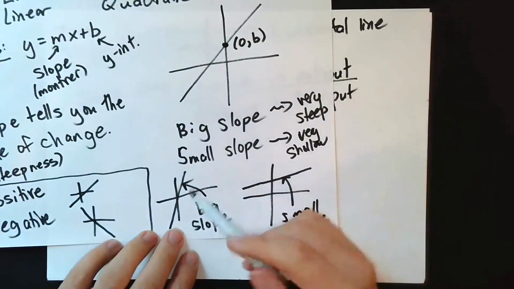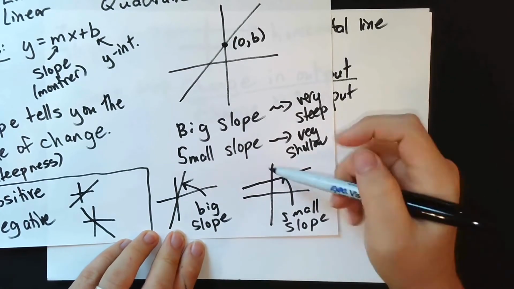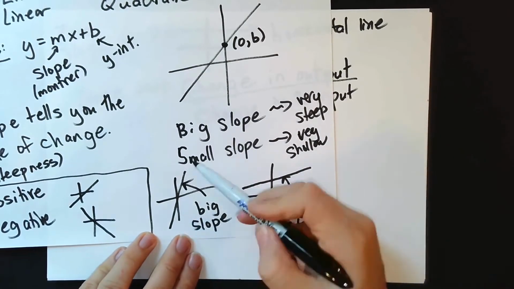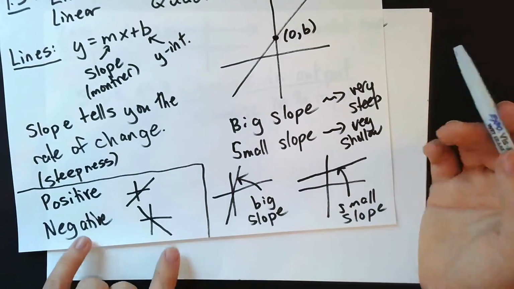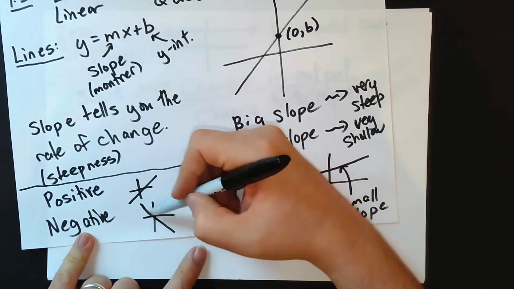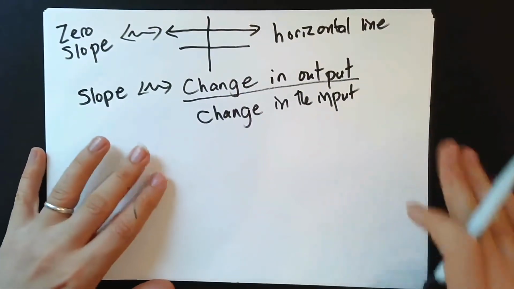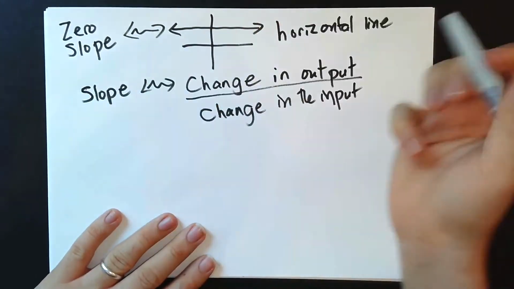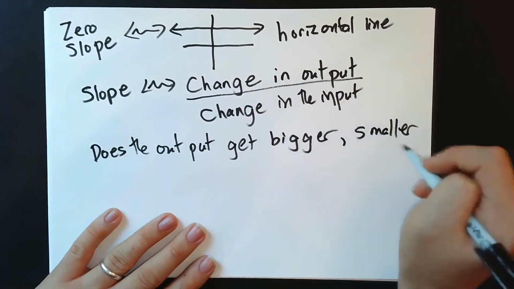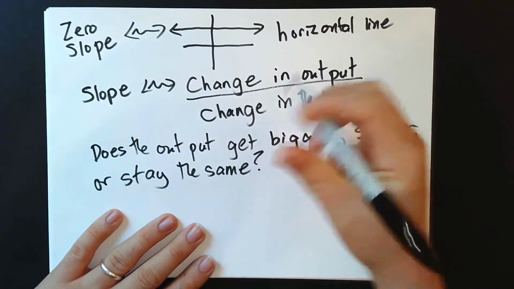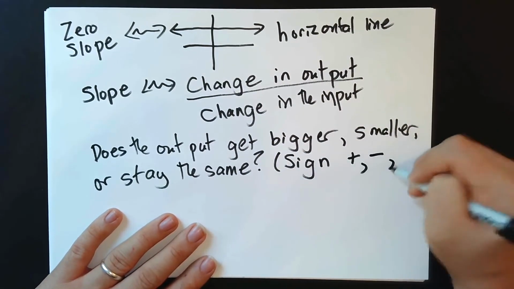Positive slope tells you, how does the output change? It gets bigger. The output here, remember that's the y coordinate. As I move from left to right, the output is getting bigger. Whereas negative slope tells me, how does the output change? It tells me it gets smaller. And so really the slope is telling me, first off, does the output get bigger, smaller, or stay the same? And that comes from the sign of the slope. That is just whether it is positive, negative, or zero.